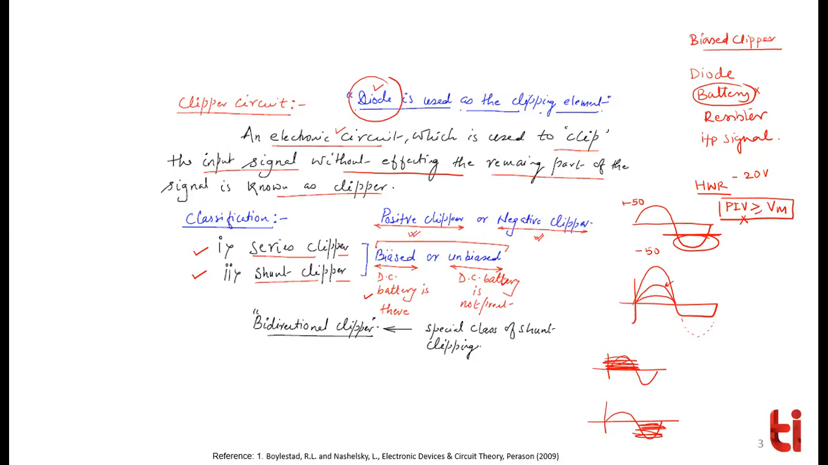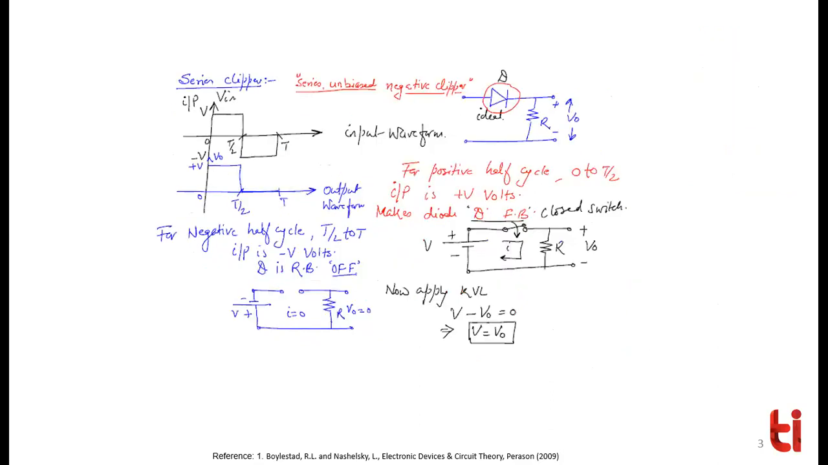Now let's start with the series clipper. In a series clipper, the load resistance will be in series with the diode. However, in a parallel clipper, the diode will be parallel to the load resistor like this. If the diode is parallel to the load resistance, we call it a parallel clipper, and if the diode is in series with the load resistance, we call it a series clipper. Now this is a series unbiased clipper. Why are we calling it unbiased? Because there is no battery involved here.